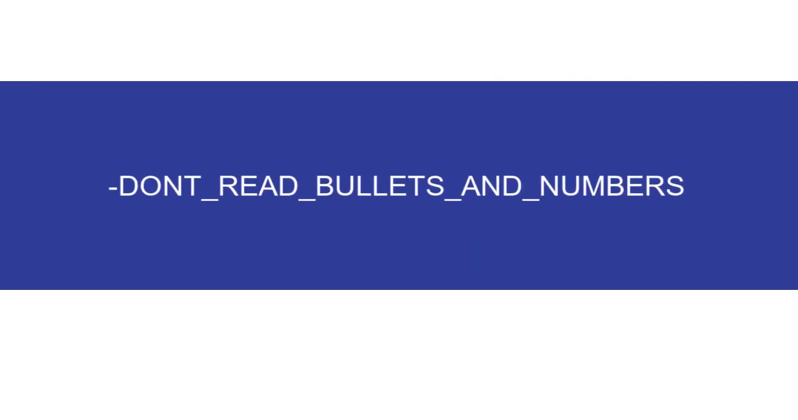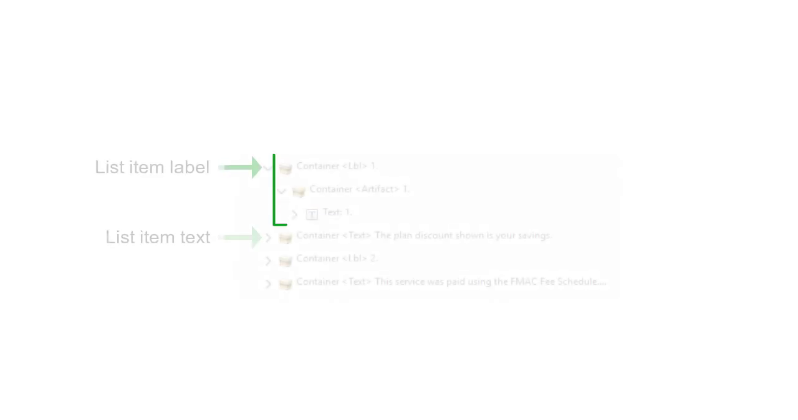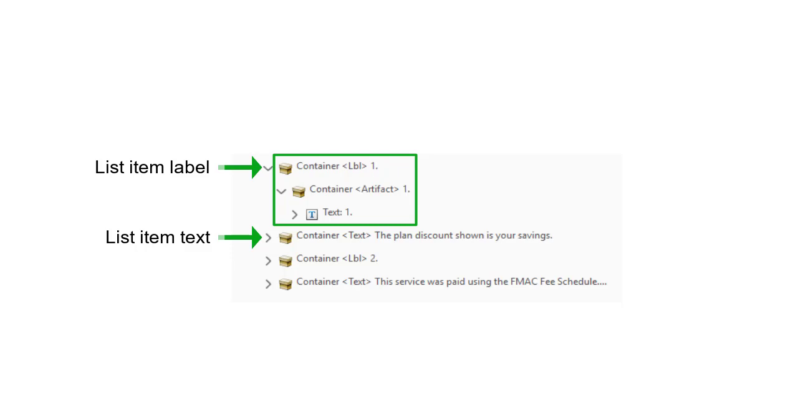To do this, you add the Don't Read Bullets and Numbers switch to your control file. It doesn't require any arguments. Using the switch results in each list label being marked as an artifact in the accessible PDF output. Text within artifacts is not read by accessibility tools.